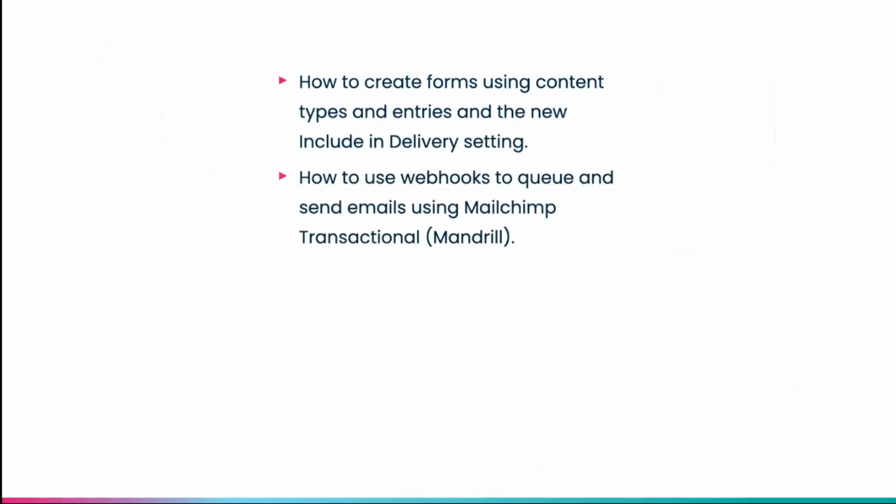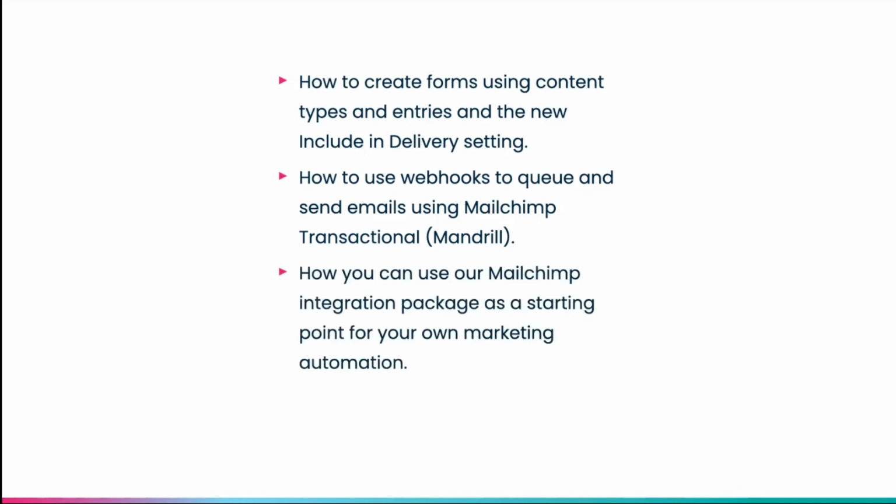We'll show how we use webhooks to queue and send emails using Mailchimp transactional, which is also known as Mandrill, when a user first registers for a webinar, and again when the details of the webinar are updated after the event. We'll touch on how you can use a Mailchimp integration package we've built as a starting point for your own marketing automation. And finally, throughout the webinar, we'll aim to demonstrate how you can adopt many of the same techniques that we've used when building your own custom services and integrations.